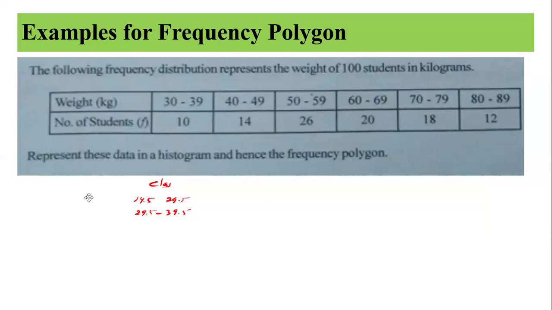I'll give a few minutes. 19.5 to 29.5, the frequency f is 0, okay? And after that, 10 for 29.5 to 39.5, okay? 39.5 to 49.5, 14, okay? 49.5 to 59.5, 26, right? 59.5 to 69.5, 20, right?